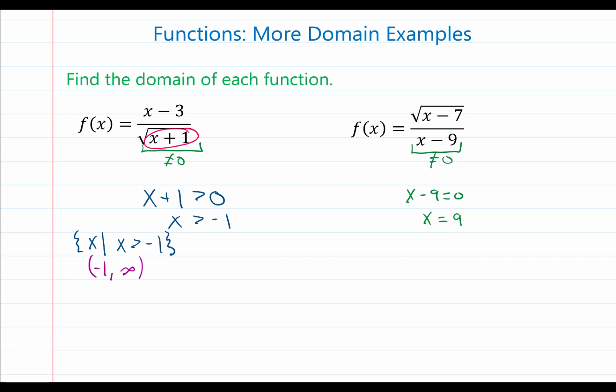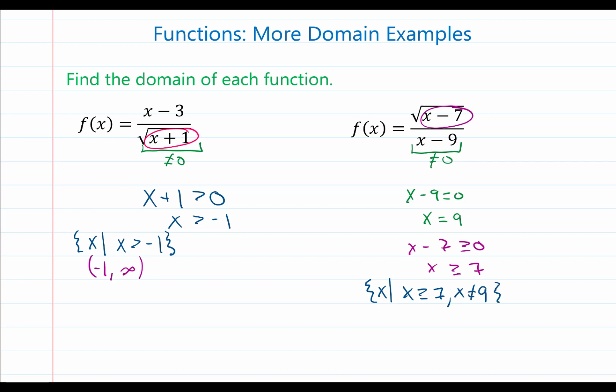So we're going to come back to that here in a minute. We're not done. We also know that we cannot take the square root of a negative number. So we know that x minus 7 must be greater than or equal to 0. So we're going to solve that inequality to get x is greater than or equal to positive 7. We're now going to combine both of those into our set and interval notation. Let's start with set notation. So what we have is a brace where we have x is such that x is greater than or equal to 7, comma, but x cannot be equal to 9.